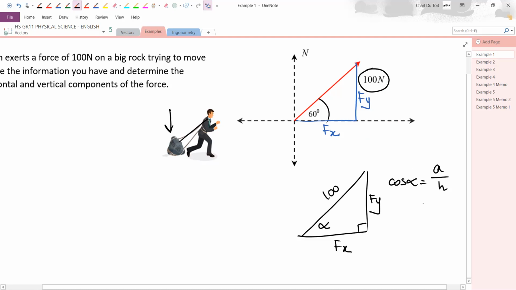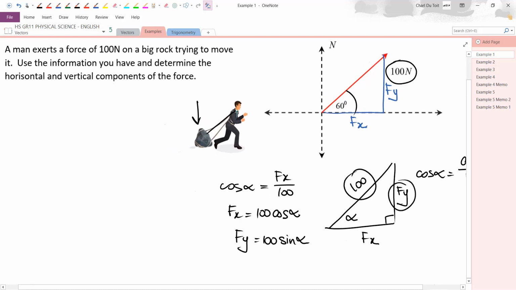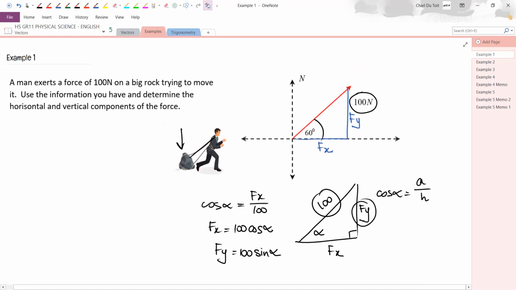So cos alpha will be adjacent over hypotenuse. So the Fx component, if I multiply with 100 right through, will be 100 cos alpha. And the y component is opposite over hypotenuse, so it's sin. That will be 100 sin alpha. Take a screenshot of this. Okay. This is very important. If you cannot get the components and the bit of grade 10 trigonometry right, then you are going to be in big trouble. Okay, screenshots done.